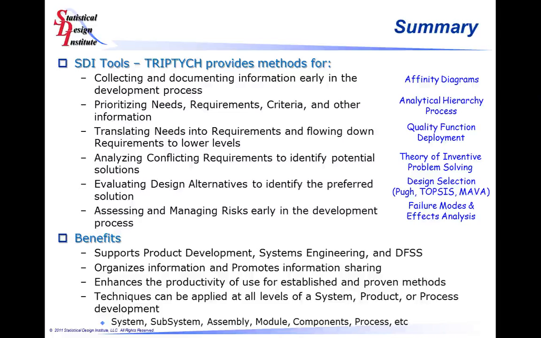Very easy techniques for evaluating design alternatives. So using qualitative methods such as Pugh or quantitative methods such as TOPSIS or the SDI multi-attribute value analysis method, you can use data or information in various formats to determine which is the best solution to satisfy your set of criteria. And then we can start the assessment and management of risk very early in the development process utilizing the failure modes and effects analysis techniques.